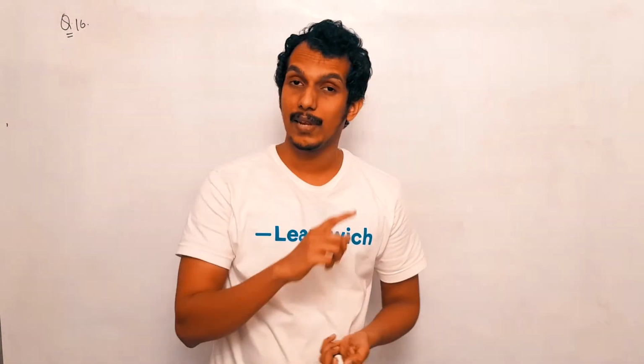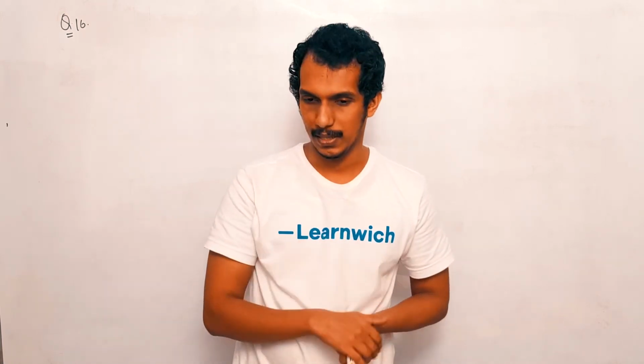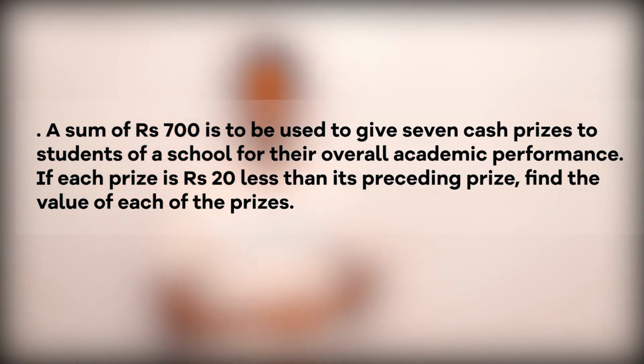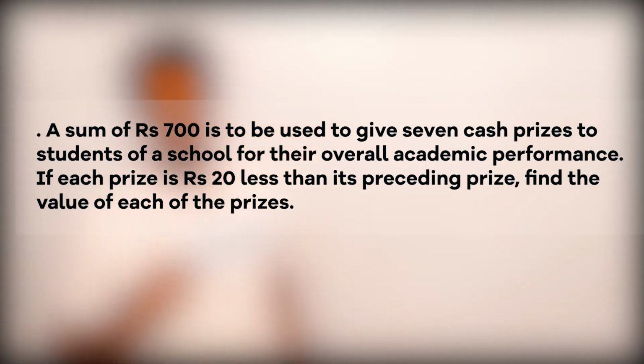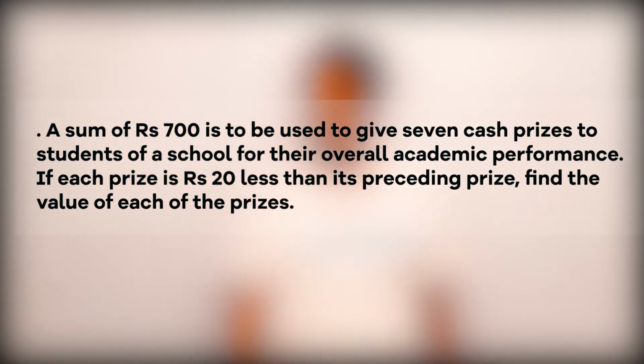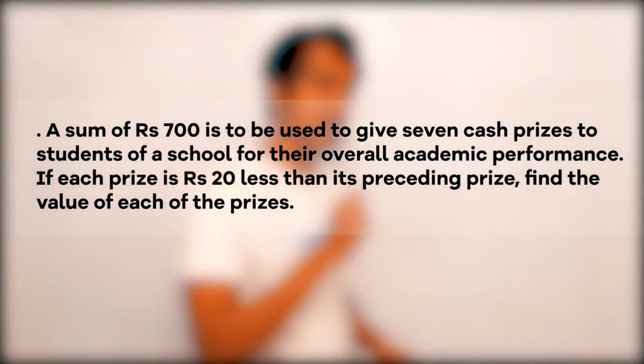The next level application problem is question number 16. Read the question. A sum of rupees 700 is to be used to give 7 cash prizes to students of a school for their overall academic performance. If each prize is rupees 20 less than its preceding prize, find the value of each prize. So let's solve this question.